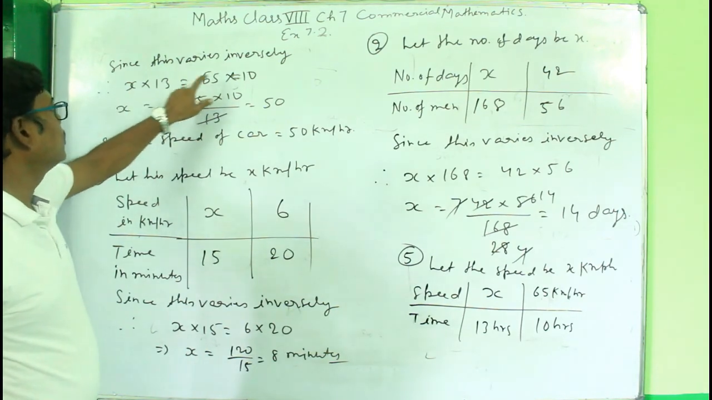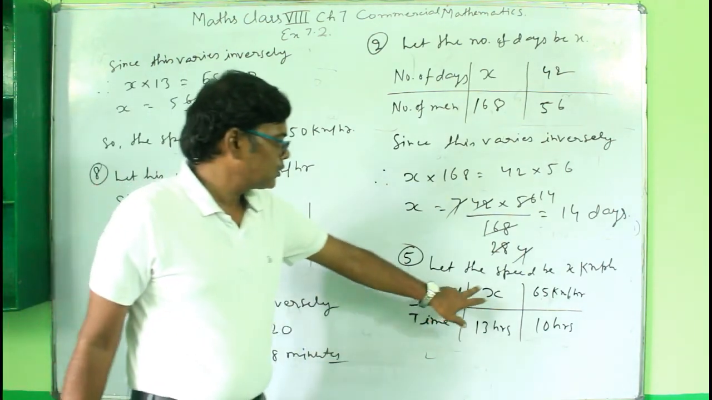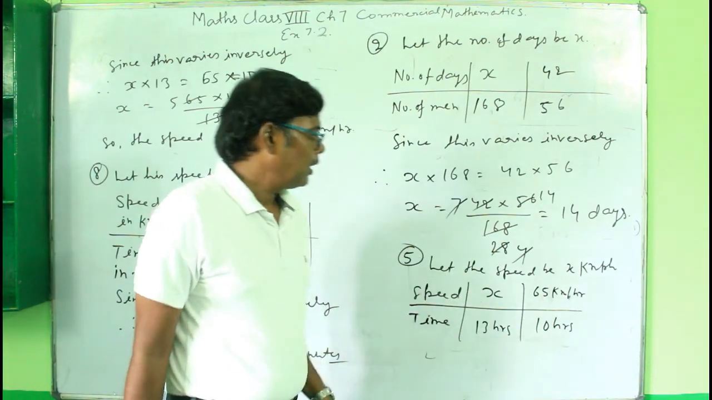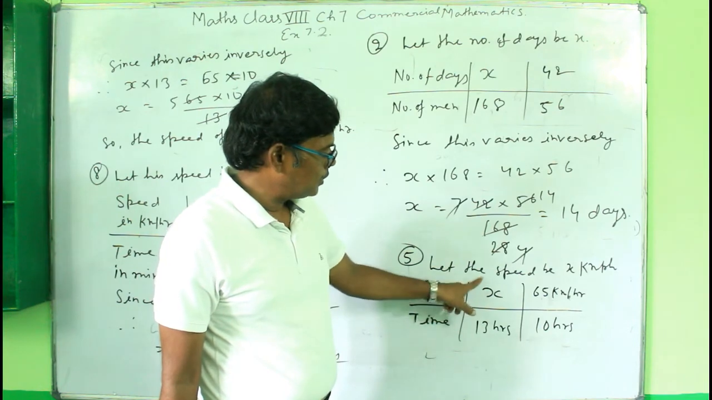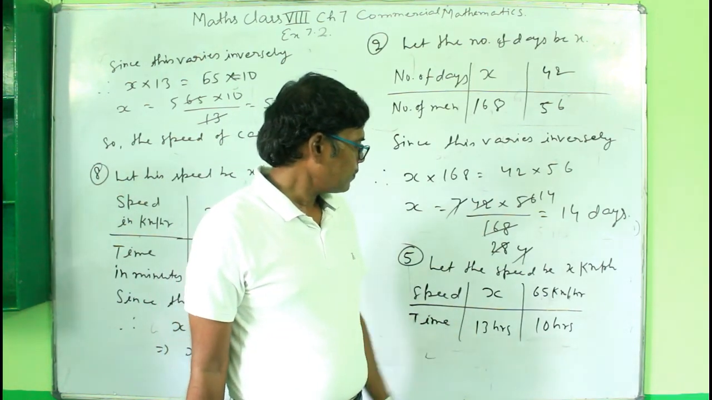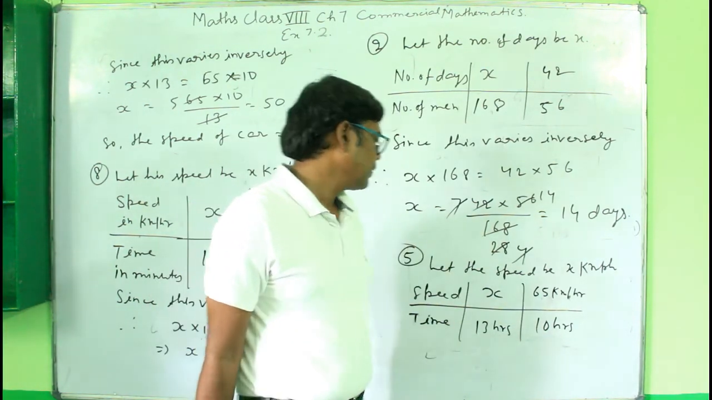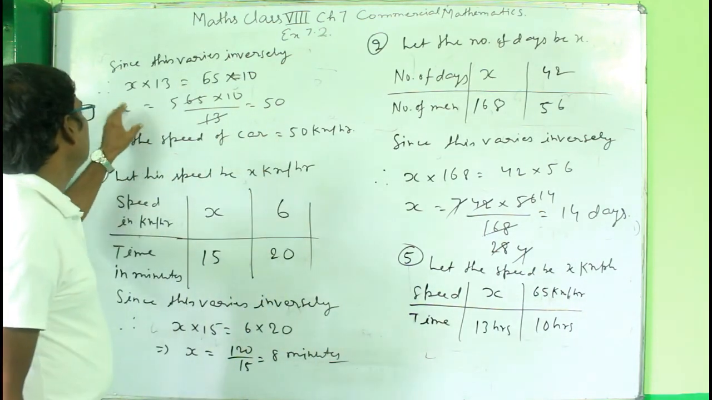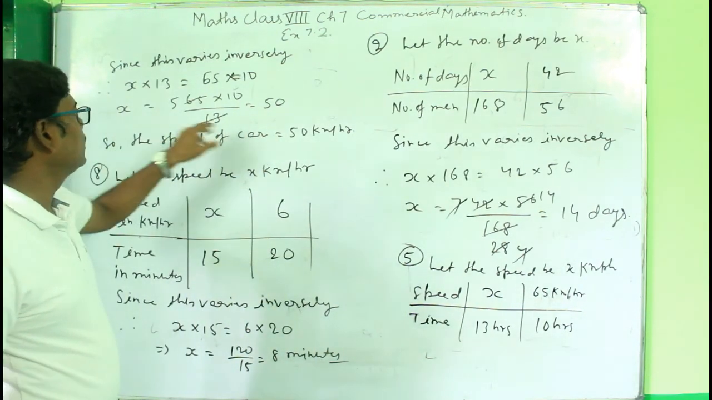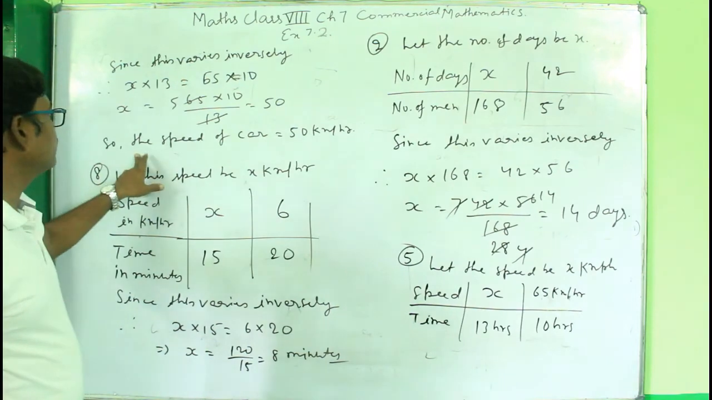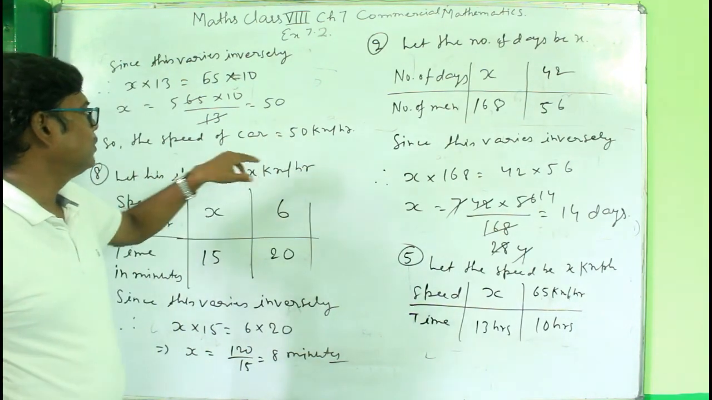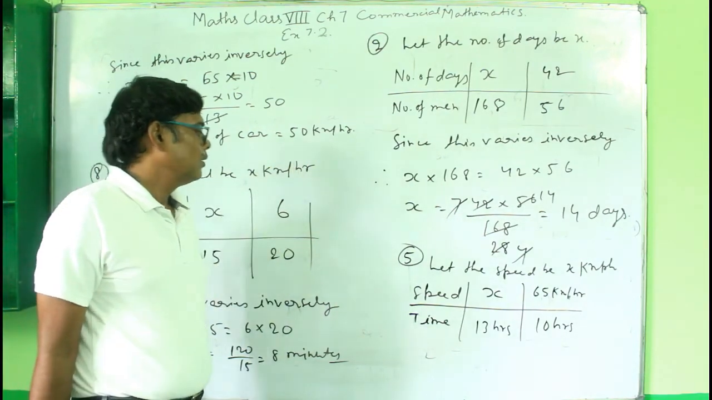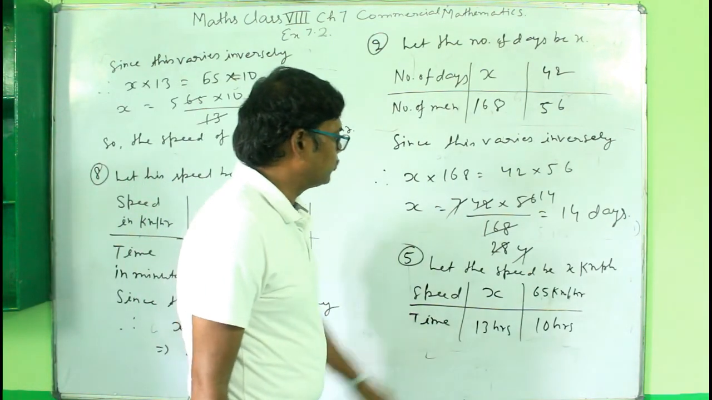x into y equal to constant, so x into 13 equal to this into this. Okay, and remember that you will not change the order here. If you are multiplying this into this, then here also this into this. So here you will write this, and x equal to, after solving, you get 50. It means that the speed of the car should be 50 km/h, and if the speed of the car is 50 km/h, then the car will take 13 hours to reach.